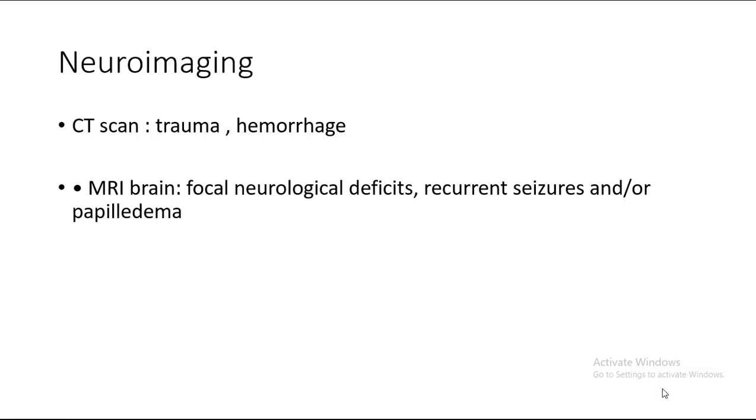Neuroimaging again is important, especially if we have focal neurological deficits, recurrent seizures, skin manifestations, papilledema, signs of increased intracranial pressure, history of trauma, or history and examination suggestive of a bleeding problem. Then we have to do neuroimaging, CT scan or MRI brain, and of course EEG or electroencephalography. It will show us if there are epileptic discharges. It may help us in defining the types of seizure.